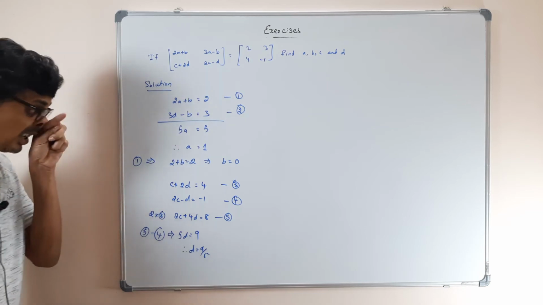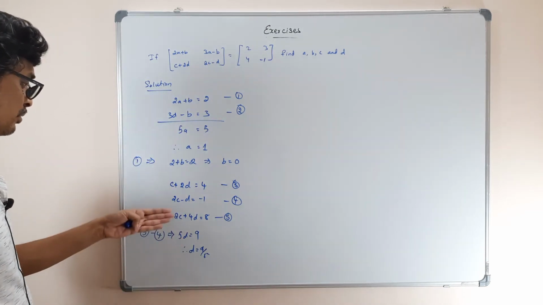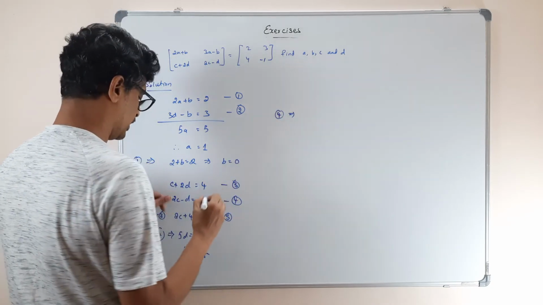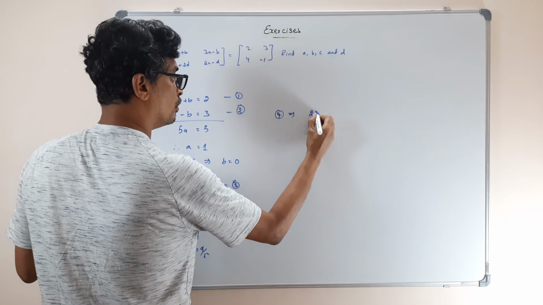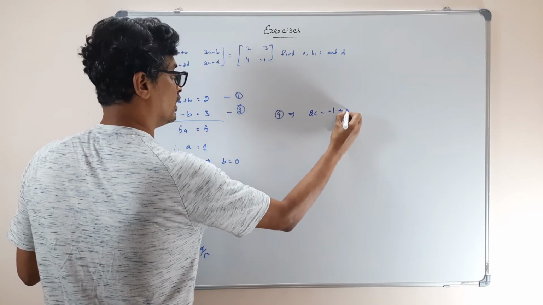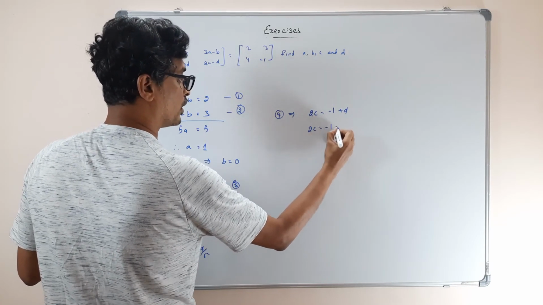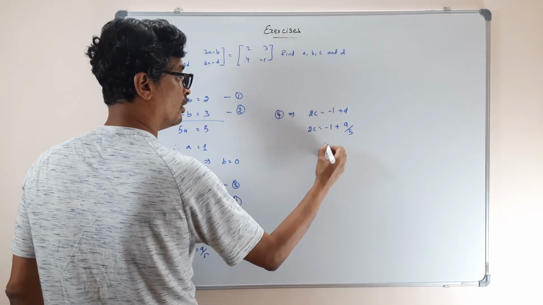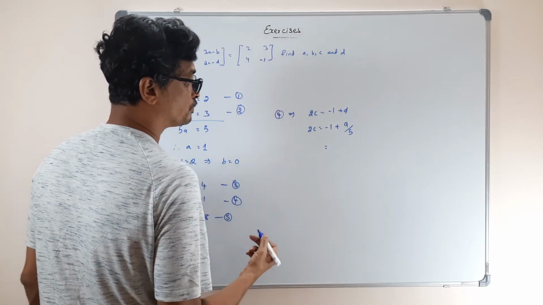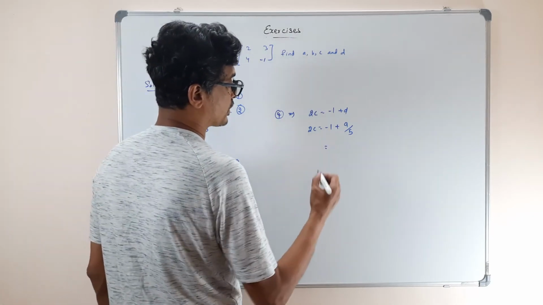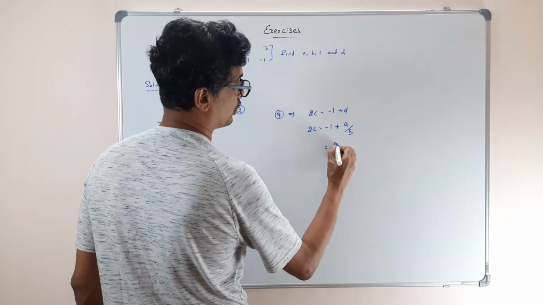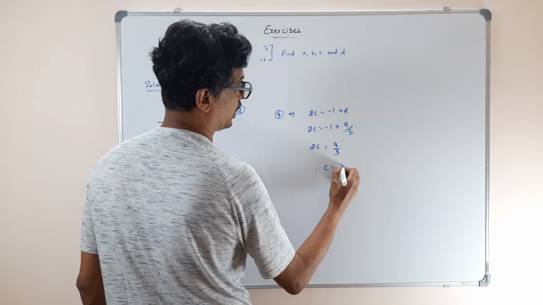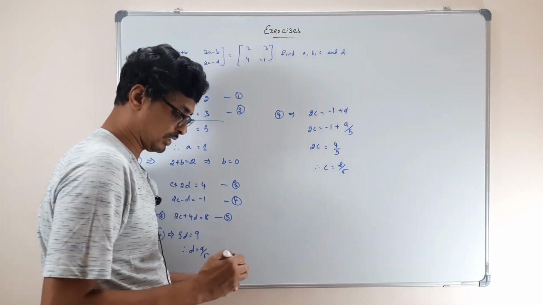We got D also. Now put D anywhere else, wherever you want. Put it in 4. Therefore 4 becomes 2C equal to minus 1 plus D. D is 9 by 5. So this will be minus 5 plus 9, that is 4 by 5. 2C is equal to 4 by 5. Therefore, C is equal to 2 by 5. That's that.